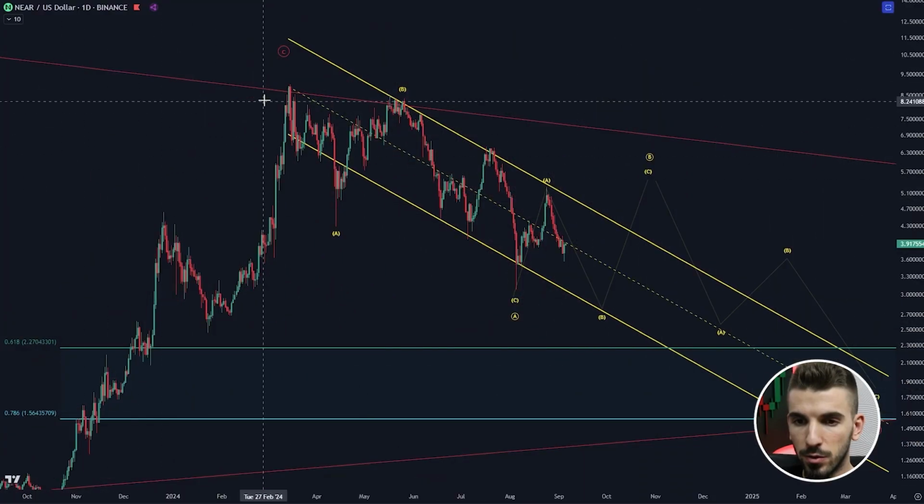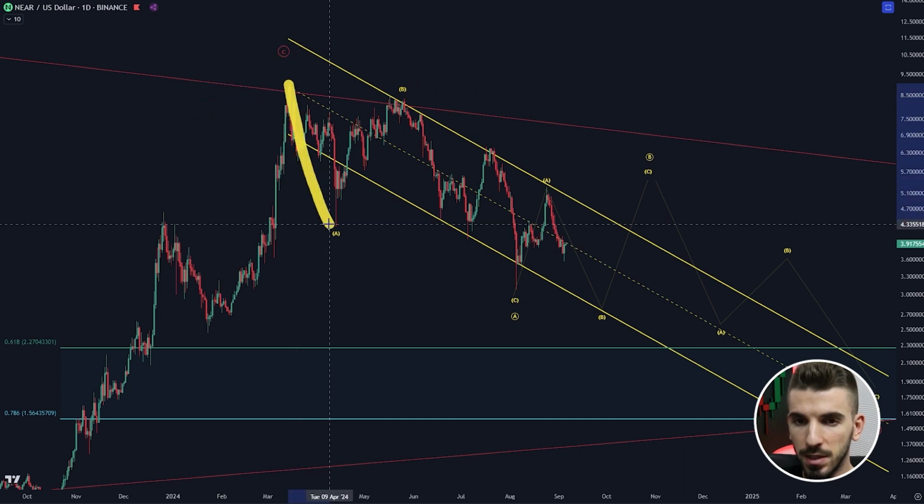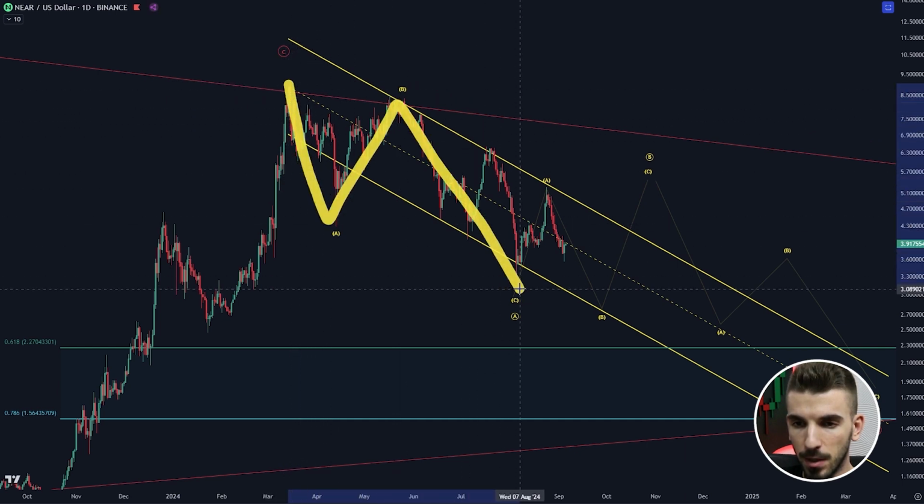From the top to the lowest point, we can see an ABC, and this pump to the upside we can see as an A wave in an ABC.